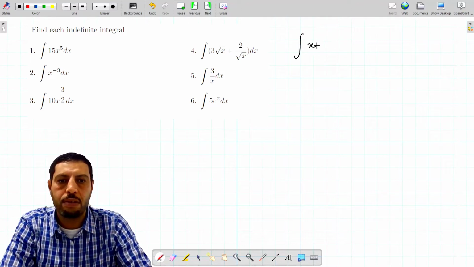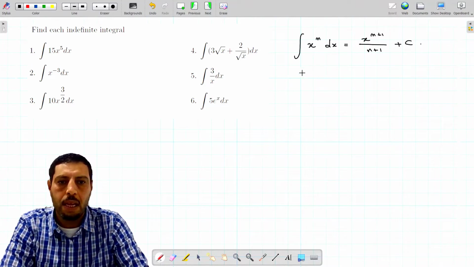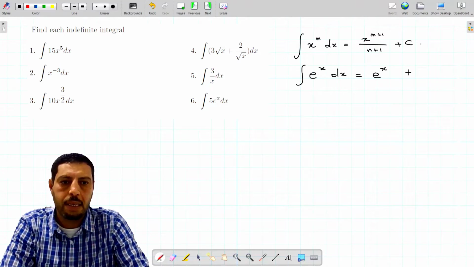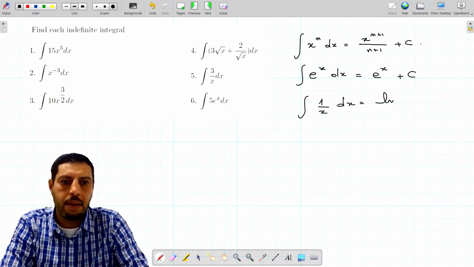The integral of x to the power of n dx is x to the power of n plus 1 over n plus 1, plus a constant c. The integral of exponential x dx is exponential x plus c. And the integral of 1 over x dx is ln of the absolute value of x.